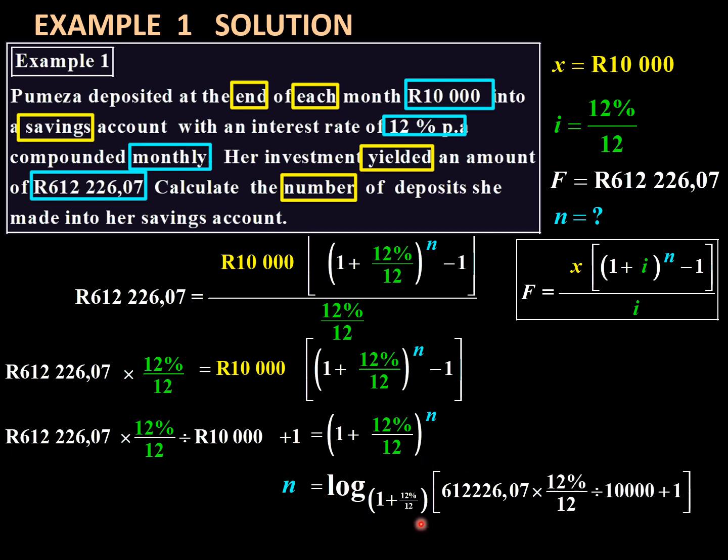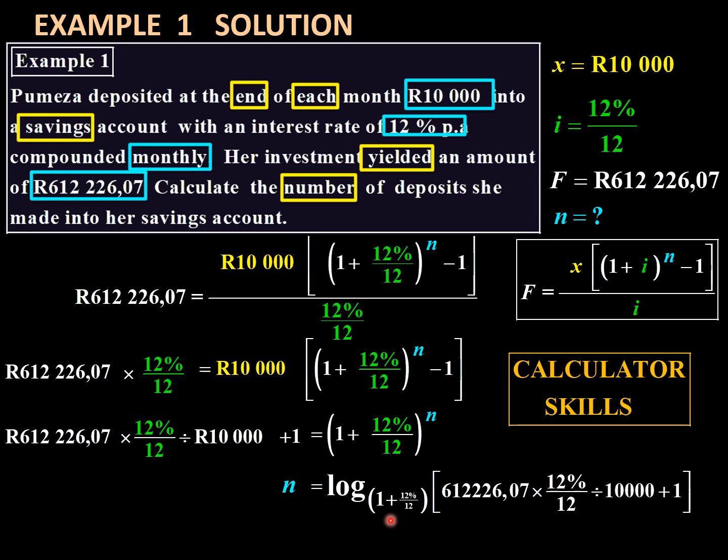And now we just need to use your calculator. If you have this key there, you can use that. Otherwise, you can type in the logarithm of that divided by the logarithm of the base. If we calculate that carefully, we get 47.999.